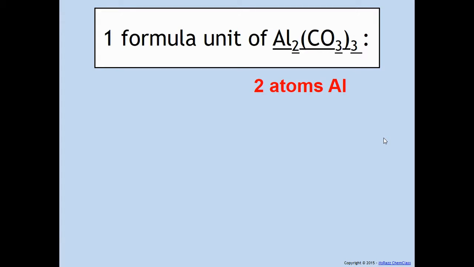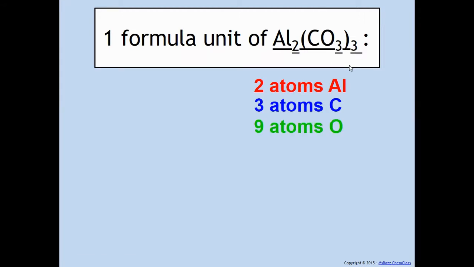So aluminum carbonate. If we look at our aluminum carbonate, how many atoms of aluminum do we have? We have aluminum and we have 2. We have 2 atoms of aluminum. How many atoms of carbon do we have? Well, we have 1 carbon, but look, see this parenthesis? It's for everything. So that 3, you have 3 atoms of carbon. How many atoms of oxygen do we have? We have 3 times 3. We have 9 atoms of oxygen.